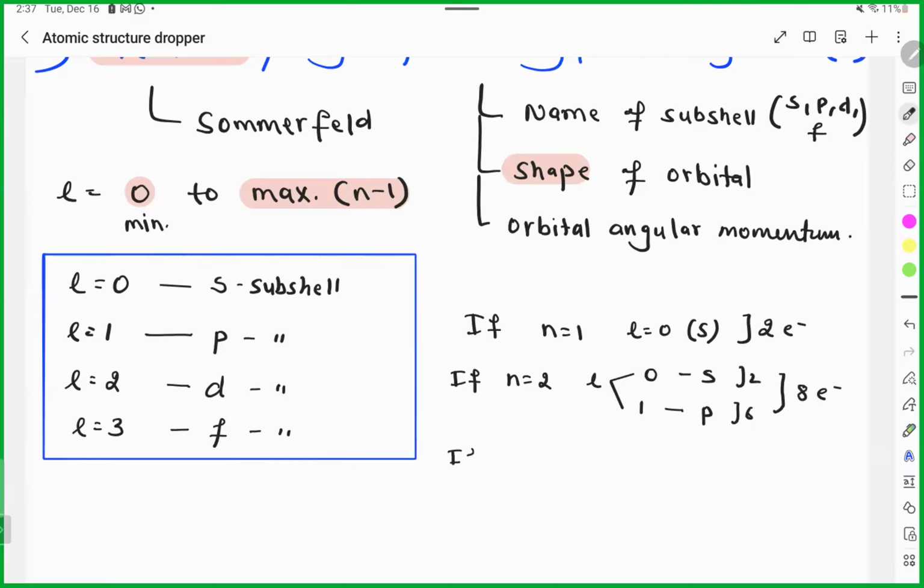Sarah, if n value is 3, what could be the L value? Sir, 0, 1 or 2. 0, 1 and 2. For 0, you will have the S subshell. For 1, P, and for 2, D. 2 electrons here, 6 electrons here, 10 electrons here, and combined, it will form 18 electrons.